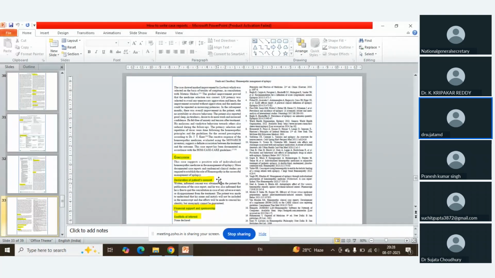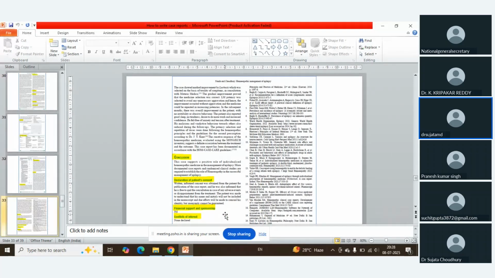Then the declaration of the patient, like what I have told in consent. Written consent we have to take. And any financial support you have taken for this publication, for this treatment, or for this case report, you have to declare and mention. If there is none, you can mention nil.